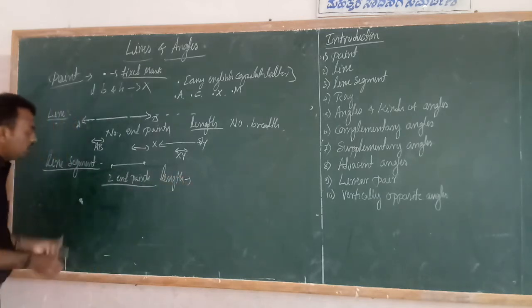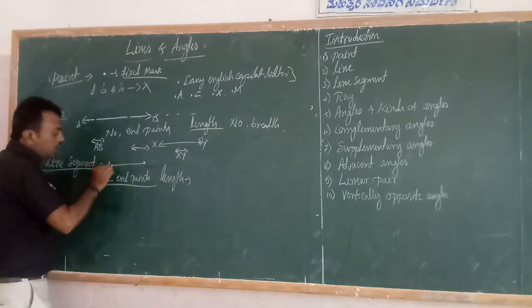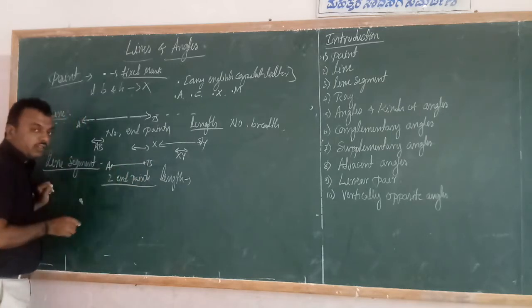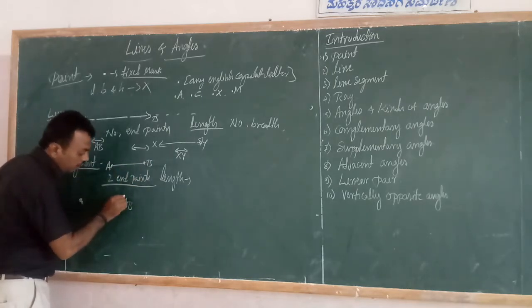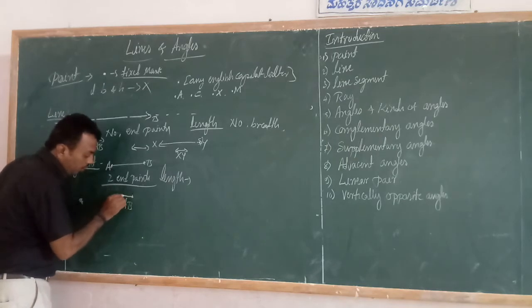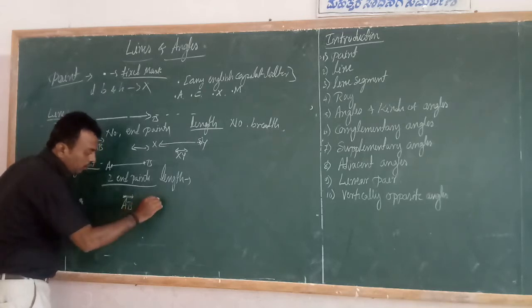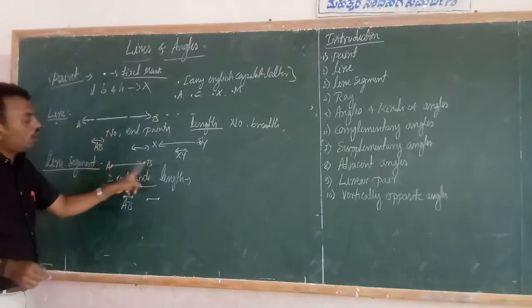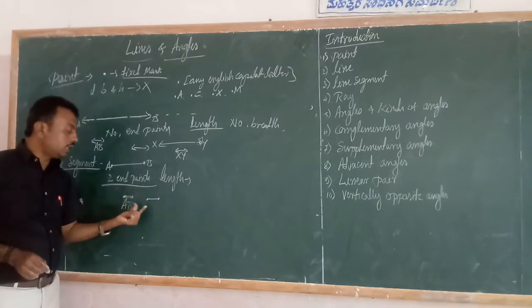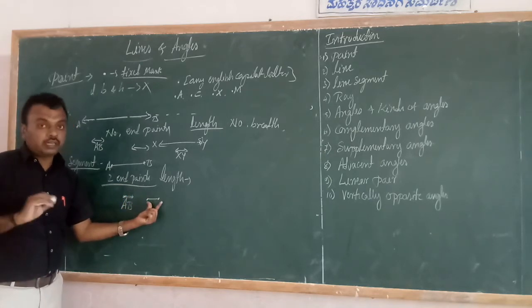Next, the line segment can be represented symbolically. I will give it the name AB. You have to write AB in capital letters, and above the AB letters you write the line segment symbol like this: draw a line, and then put the two end points. In a line you put arrow marks on both sides, while in a line segment you put the two end points on both sides.